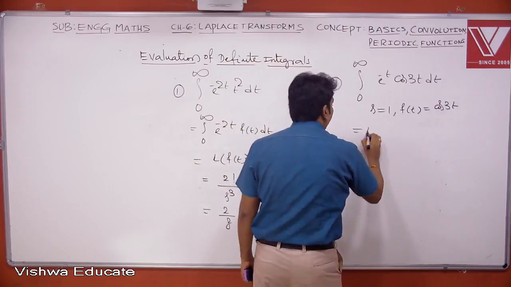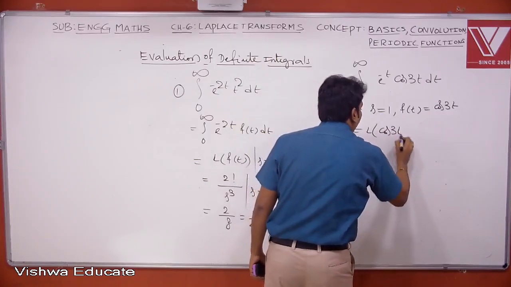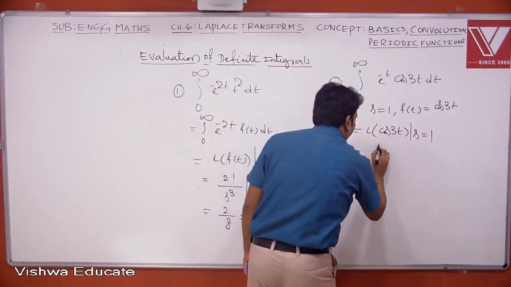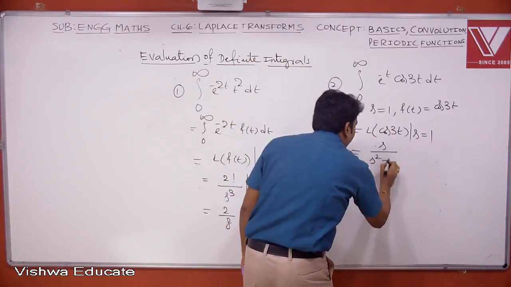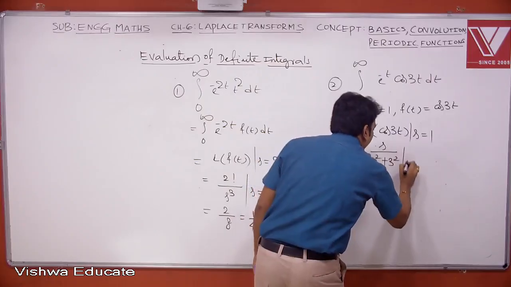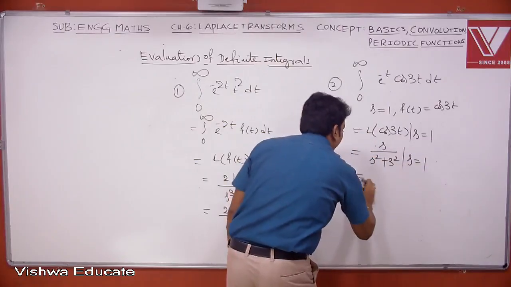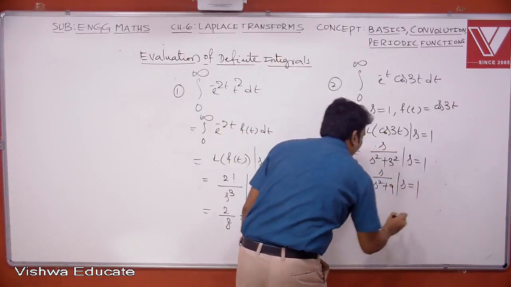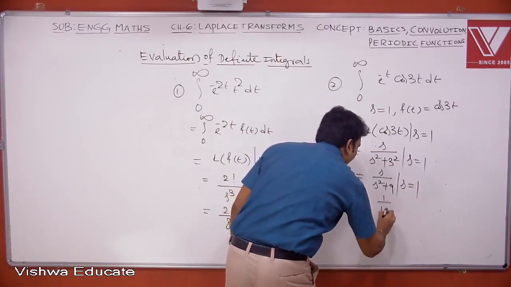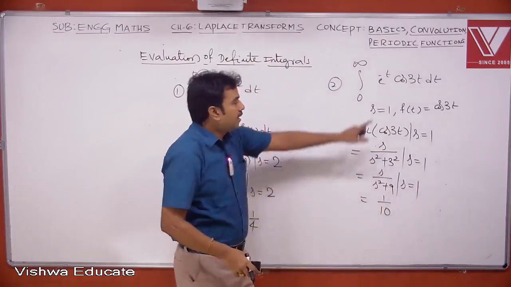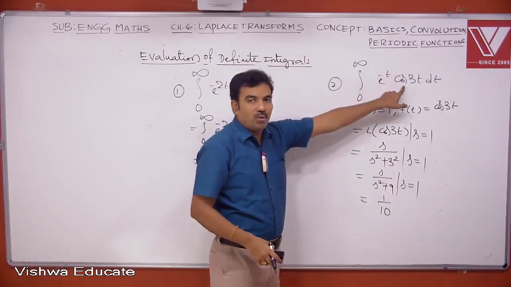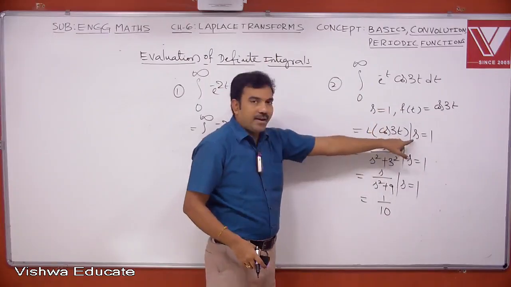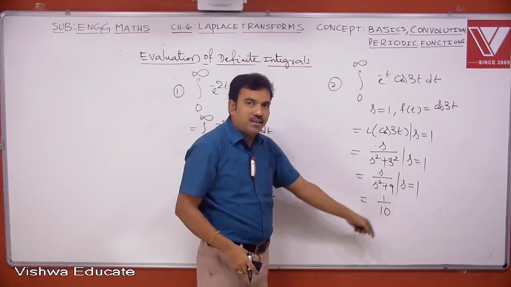Therefore, this integral is nothing but Laplace of cos 3t when s equal to 1. Laplace of cos 3t equal to s by s square plus 3 square when s equal to 1. So, therefore, this is s by s square plus 9 when s equal to 1. So, replace s by 1, the value becomes 1 by 10. Here s value is 1, f of t is cos 3t. So, this integral is nothing but Laplace of cos 3t when s is 1, which gives me 1 by 10.